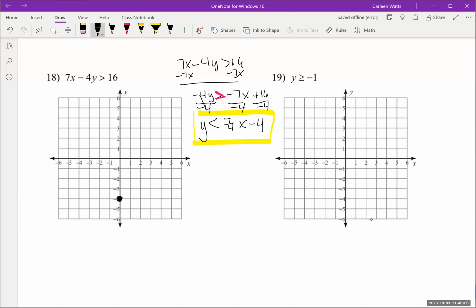We're going to go up 7 and over 4. It's going to be a dashed line. Sorry, sometimes I call it dotted, sometimes I call it dashed. Dashed line. And now we're going to shade down.